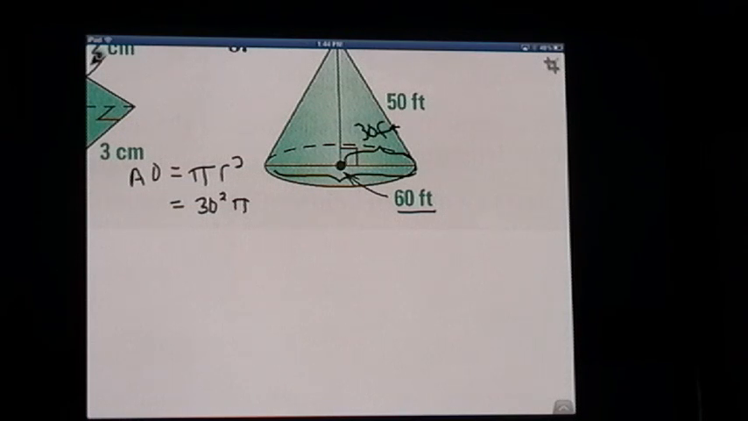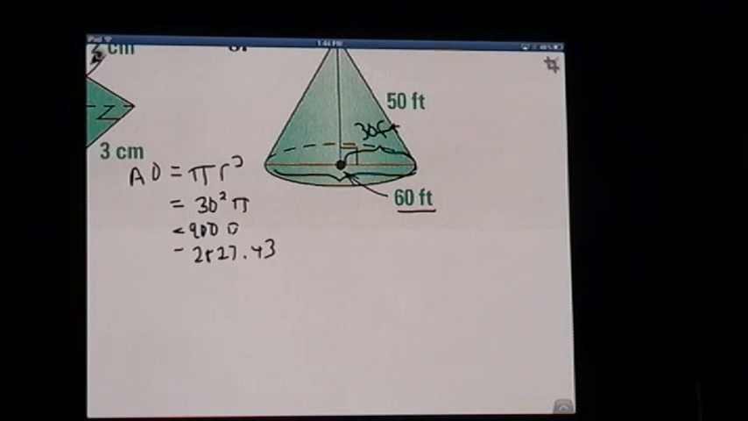So 30 squared is 900, and 900 times pi is equal to 2827.43. And that'll be in feet squared, because it's feet times feet.